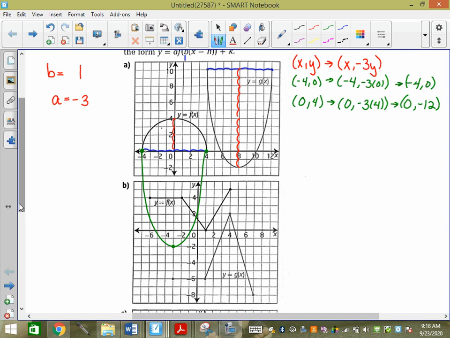So now all we have to do is apply our translation. These are the exact same graph now. I just need to make this one here move on top of here, correct? And then the graphs would go on top of each other. So how do I get there? 1, 2, 3, 4, 5, 6, 7, 8, 9, 10 up. 1, 2, 3, 4, 5, 6, 7, 8 right.